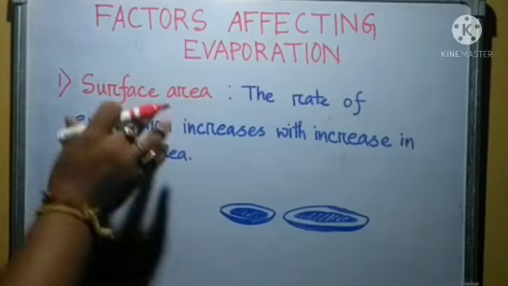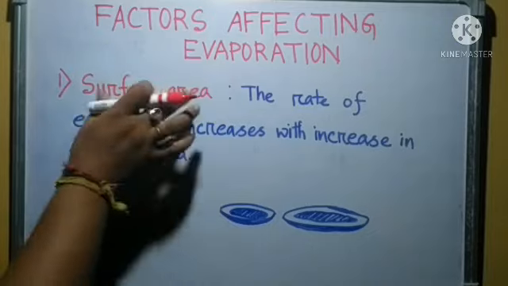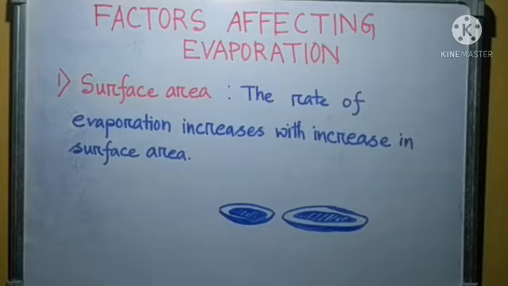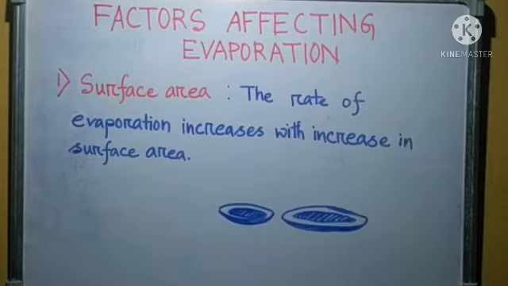How does surface area affect evaporation? It affects the rate of evaporation. So what is rate of evaporation? Rate of evaporation means how quickly any liquid will evaporate. That is known as its rate of evaporation. Rate, in simple words, means the speed of evaporation.